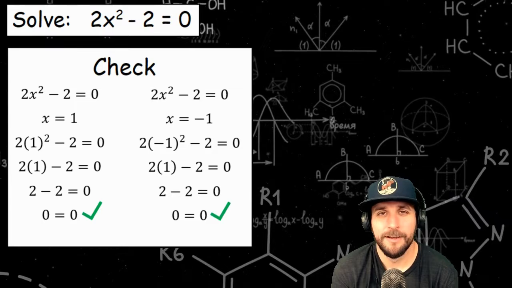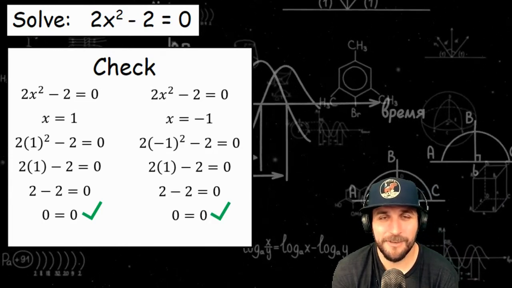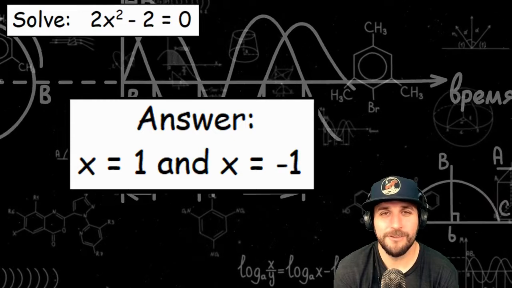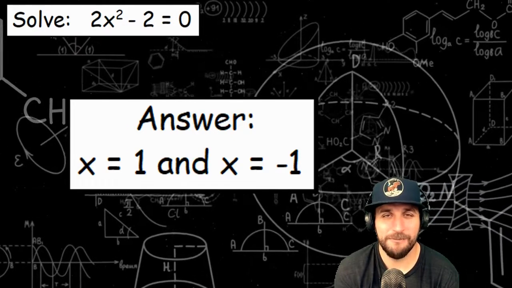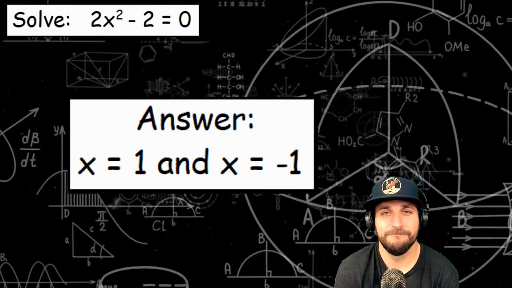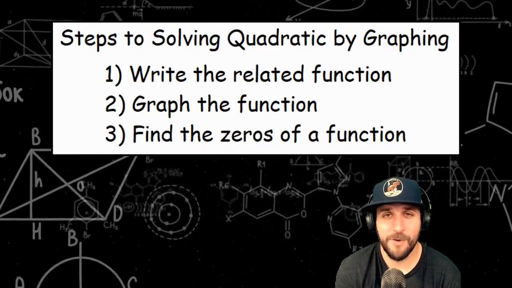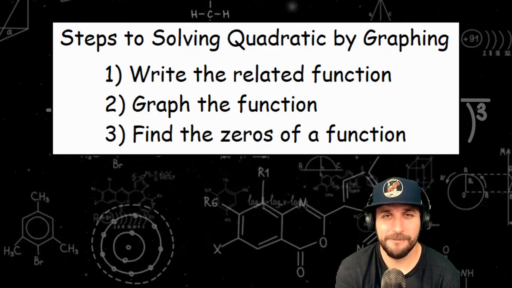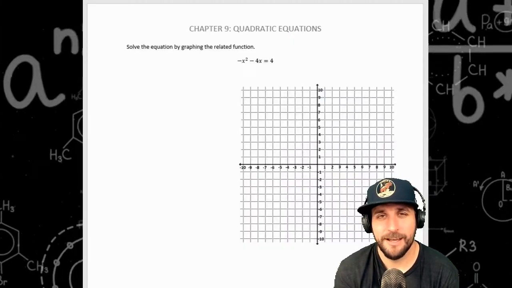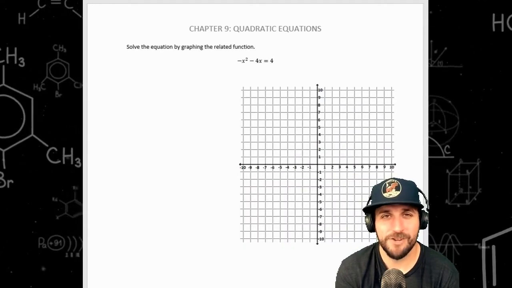And they both work. I get out a 0 for x equals 1, and I get out a 0 for x equals -1. So those are the two zeros, the two solutions to that quadratic equation 2x squared minus 2 equals 0. This lesson is pretty similar to graphing a quadratic function. We just find our related quadratic function, graph it. If there are zeros, find them, identify them. Those are our solutions. On the back of our notes, there's a practice problem. Why don't you take a moment and try to solve that.